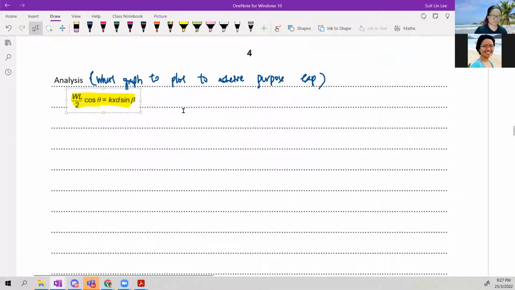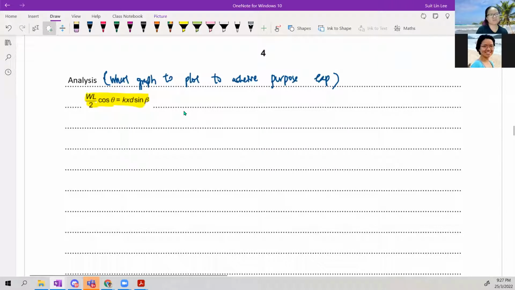So for the graph to plot, you can start from the equation. And then I think to myself, my variables are theta and x, and I want a straight line. So the best way to get a straight line is actually to rearrange this, and cos theta will be equal to kd over sine beta, times 2 divided by WL, whole thing times x.